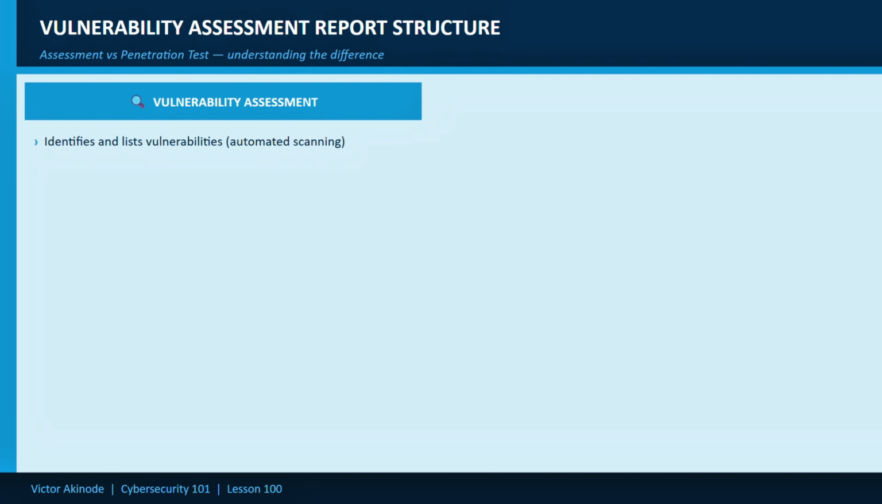A vulnerability assessment identifies and lists vulnerabilities using automated scanning. There is no exploitation or proof of concept for vulnerability assessment. Also, the focus is what vulnerabilities exist. And you can use tools like Nessus, OpenVAS, or Qualys to do this. The deliverable is a vulnerability list with severity rating.